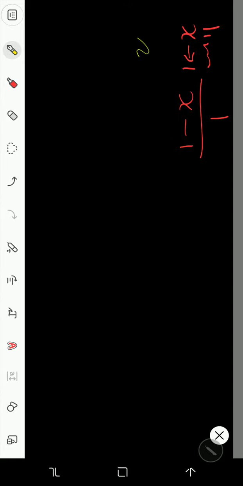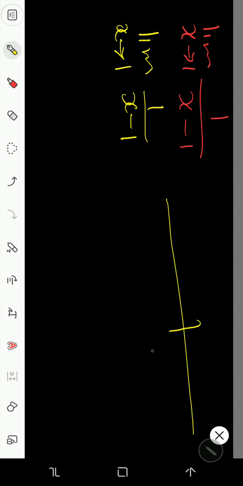Let's say the limit of 1 over x minus 1 as x is approaching 1. So let us do this. Here we have 1, 2, here we have 0. So when x is approaching from the right hand side, let's say it's coming here.